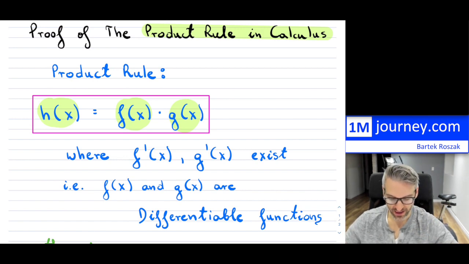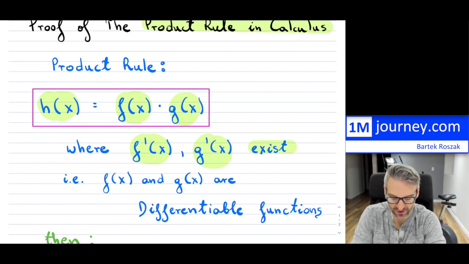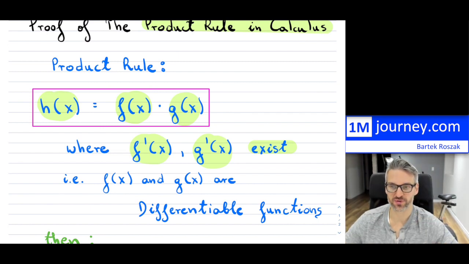Now, we do have to make an assumption here, and my assumption is that the derivative of the first function, the derivative of f, and the derivative of the second function, the one that is multiplying, g, both exist. What that simply means is that the functions f and g are differentiable. They're well behaved enough that we can take the derivatives of those functions.